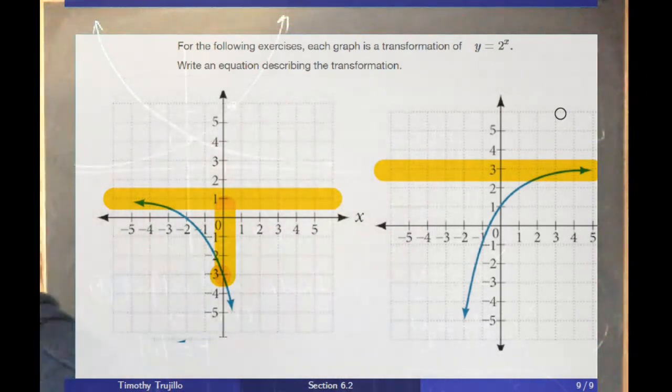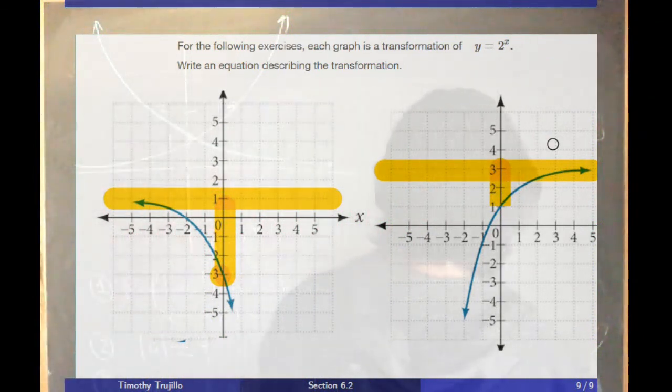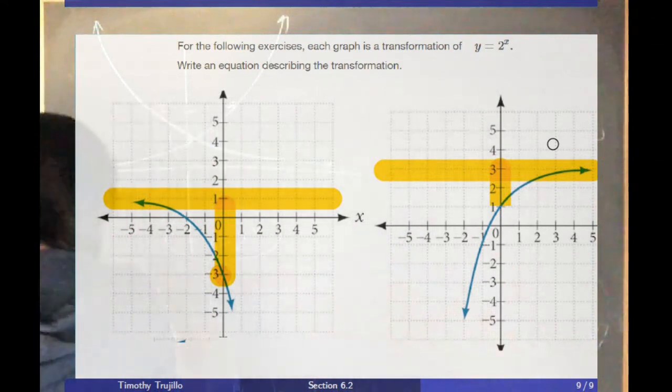Okay, so the last thing that we really need to know is how much stretching did we do? And that's just basically going to be this distance from the horizontal asymptote to the y-intercept. And how many units do we have there? What's that stretch going to be? 2. Yeah. So we're just stretching it out by 2. So instead of a distance of 1, like the normal 2 to the x function, we stretched it out by 2.